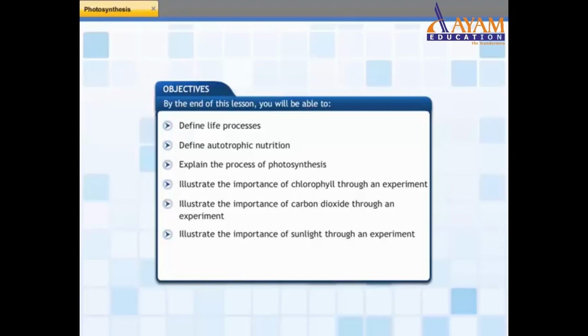By the end of this lesson, you will be able to define life processes, define autotrophic nutrition, explain the process of photosynthesis, illustrate the importance of chlorophyll through an experiment, illustrate the importance of carbon dioxide through an experiment, and illustrate the importance of sunlight through an experiment.